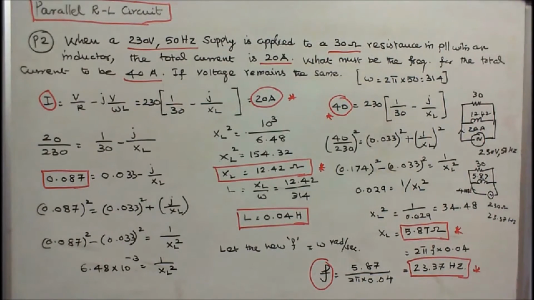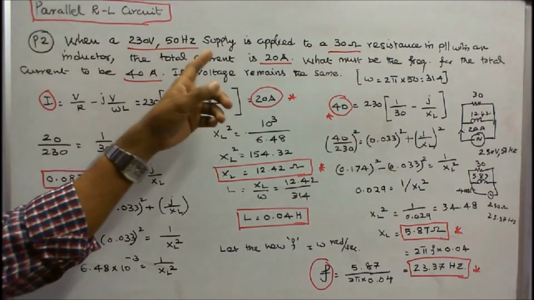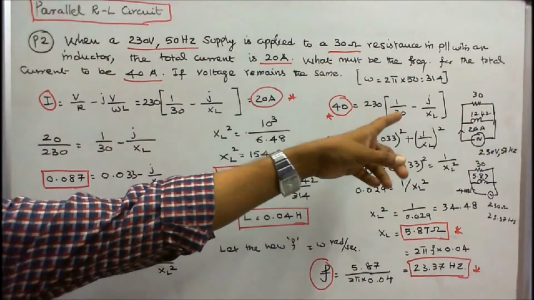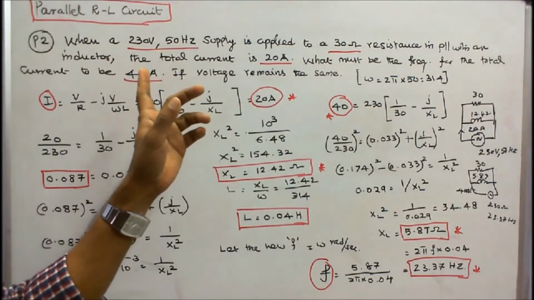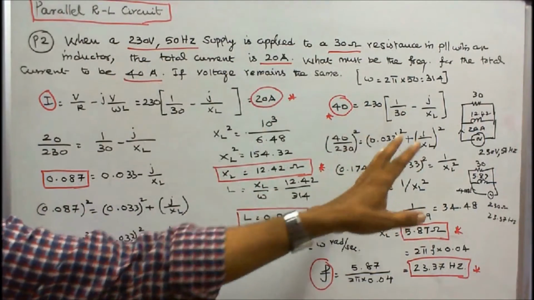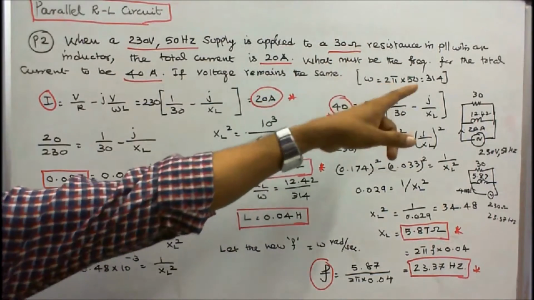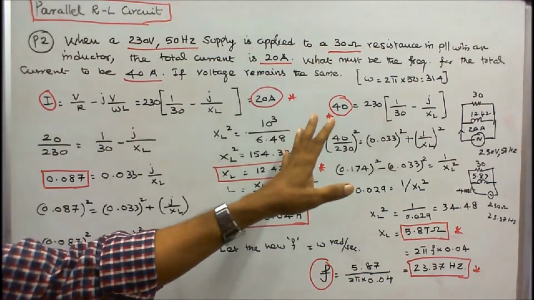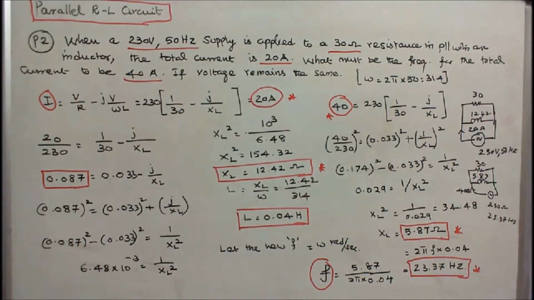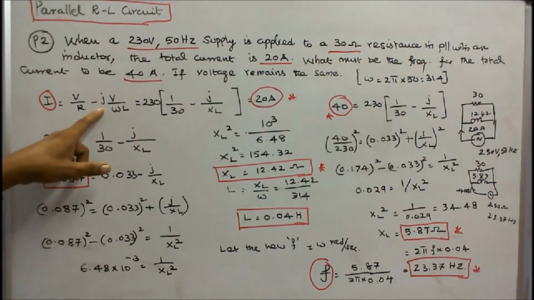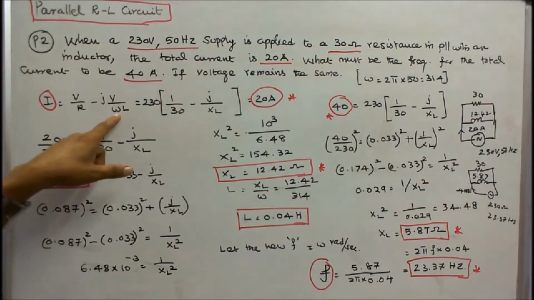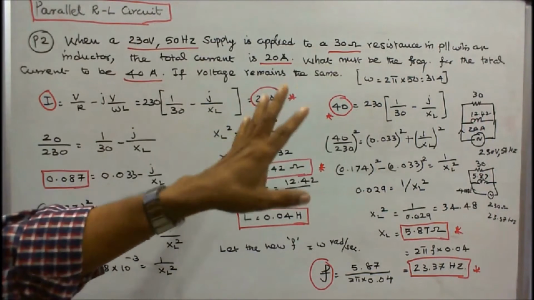Problem number 2. When a 230 volt, 50 Hz supply is applied to a 30 ohm resistance in parallel with an inductor, the total current is 20 amps. What must be the frequency for the total current to be 40 amps if the voltage remains the same? We know that I is equal to V by R minus j V divided by omega into L. Omega is equal to 2 pi F. F is given as 50, so omega is equal to 314.